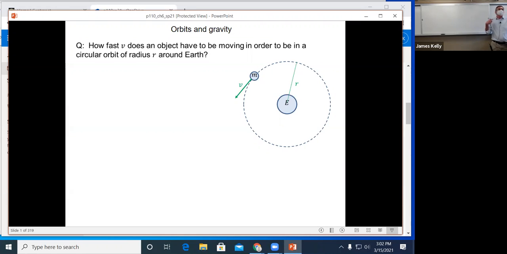And, you know, just because we've done some work like this, what do you think would be our approach? What do you think might bear fruit in terms of telling us how to calculate what v is? Where's that v going to come from?